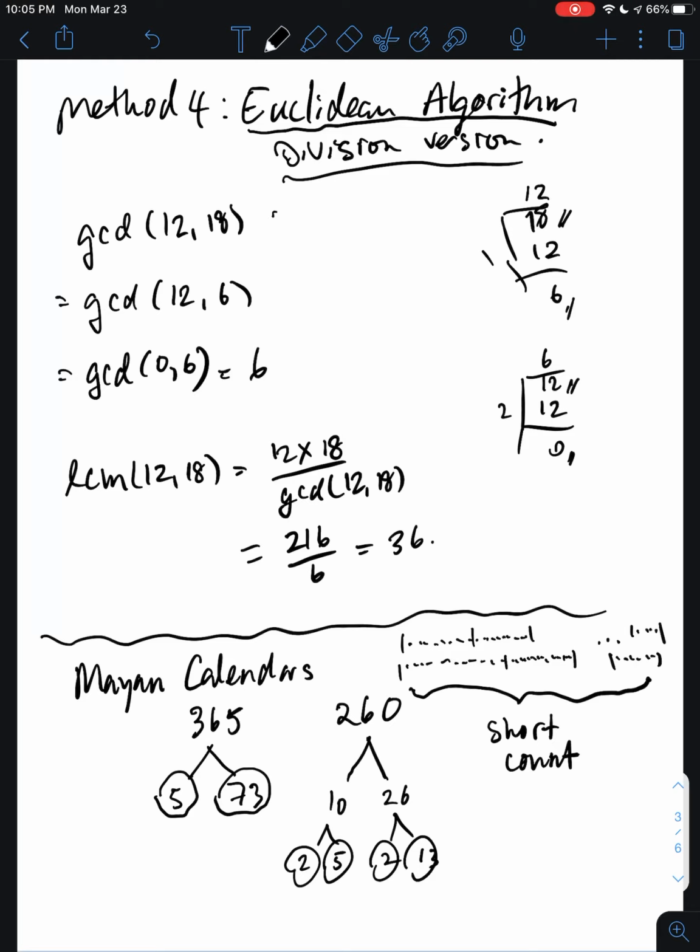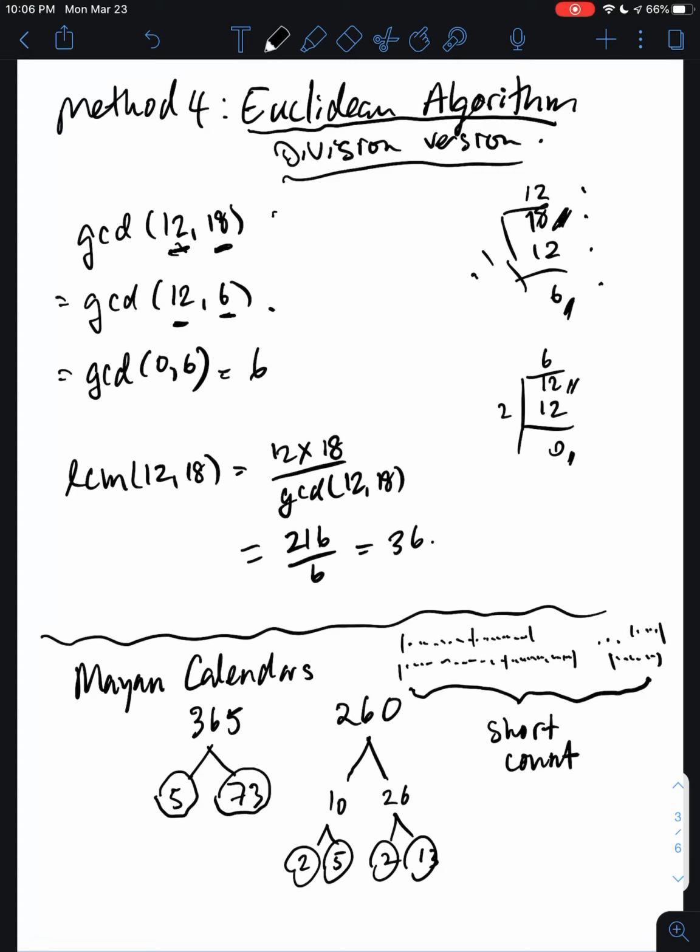So in this case, GCD of 12 and 18: I divide 18 by 12, and it goes in one time. That gives me a remainder of 6. So the GCD of 12 and 18, I replace the 18 with its remainder upon division, which is 6. So that has lowered the numbers that I have here.